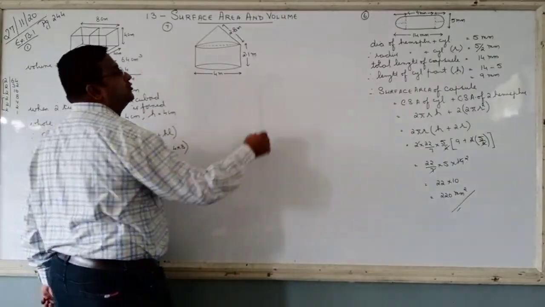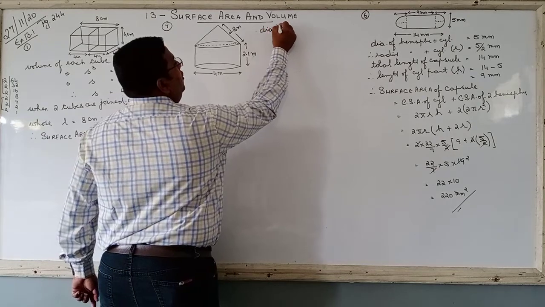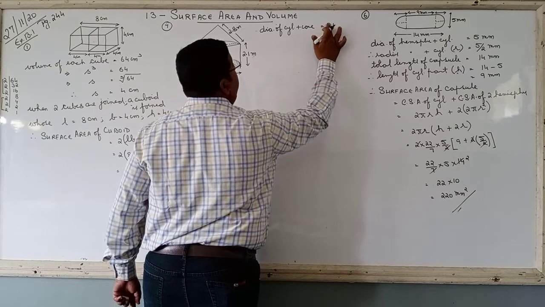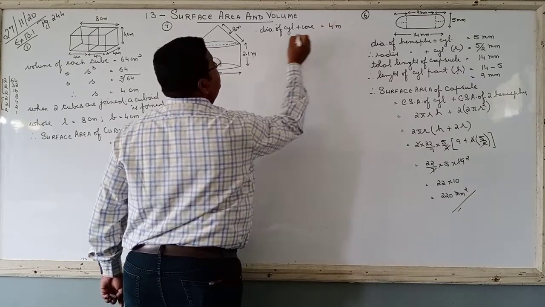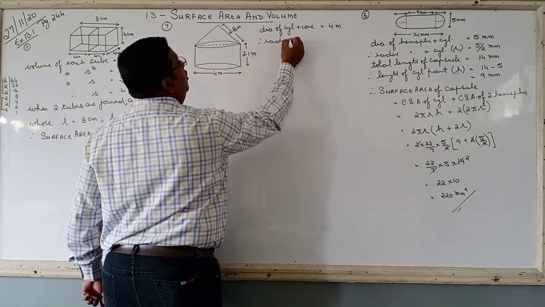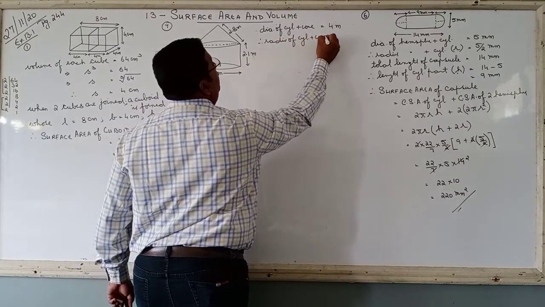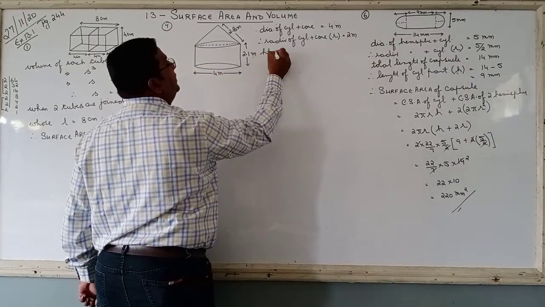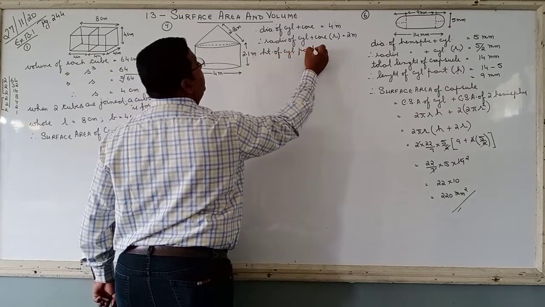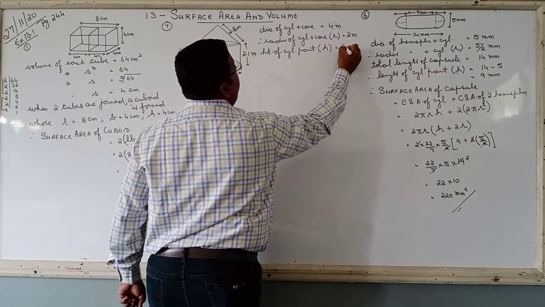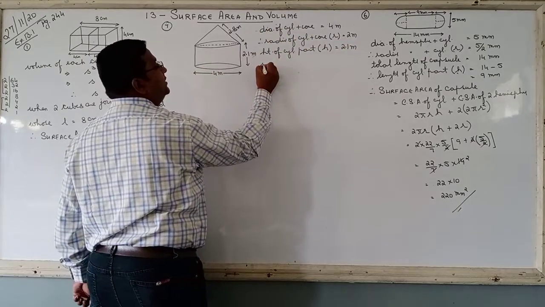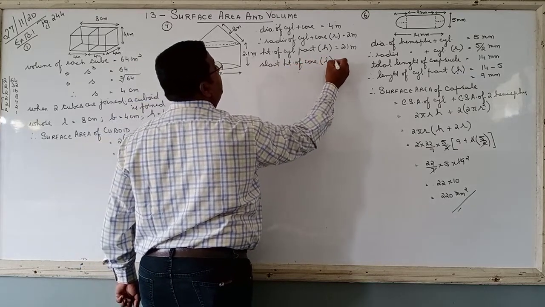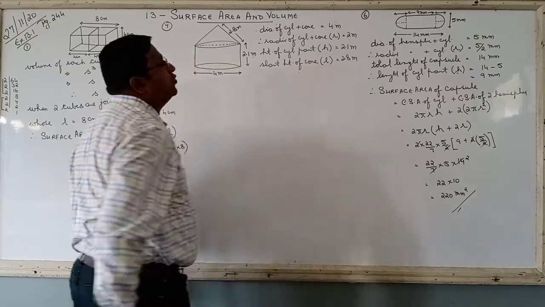Right? So what are the quantities given to us? Diameter of cylinder and cone is equals to 4 meter. So therefore, radius of cylinder and cone, that is R, is equals to 4 by 2, that is 2 meter. Height of cylindrical part H is equals to 2.1 meter, and the slant height of the cone is given to us. Slant height of cone, that is L, is equals to 2.8 meter. These are the quantities given to us.